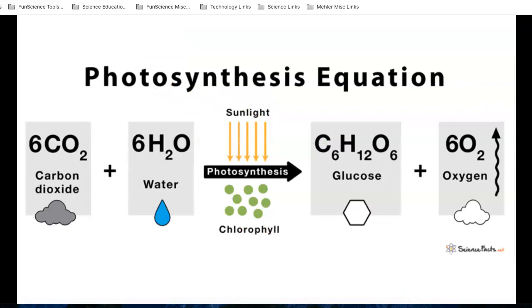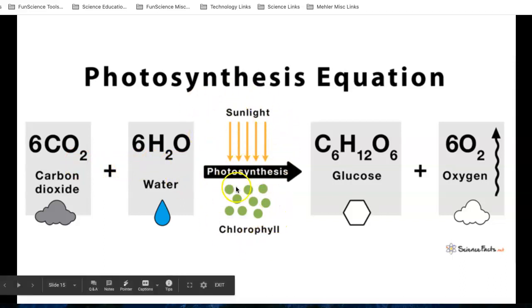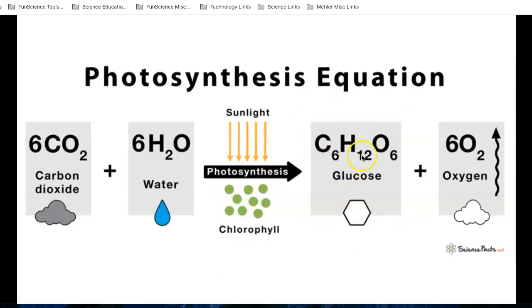Here's another way to look at that equation that we looked at back in 4.1. So this is carbon dioxide from the air, 6 molecules of carbon dioxide from the air, 6 molecules of water, along with sunlight and chlorophyll, will make a glucose, 1 glucose molecule, C6H12O6, and it will release oxygen into the air. This is a really well done equation. Make sure you understand this.